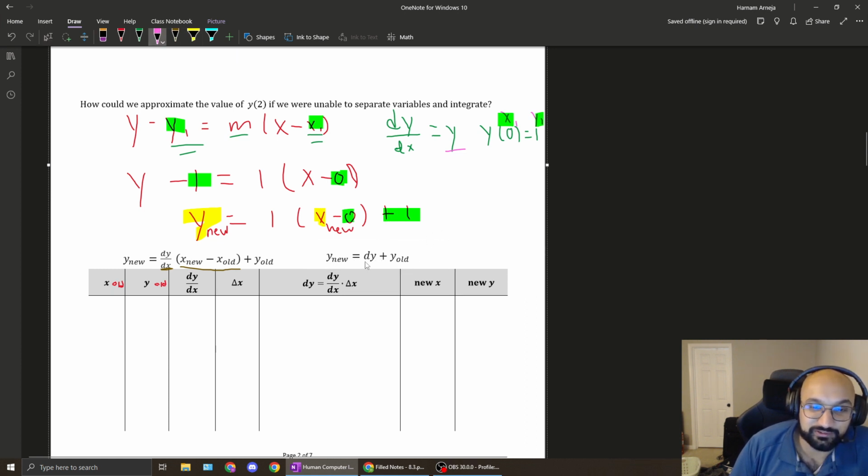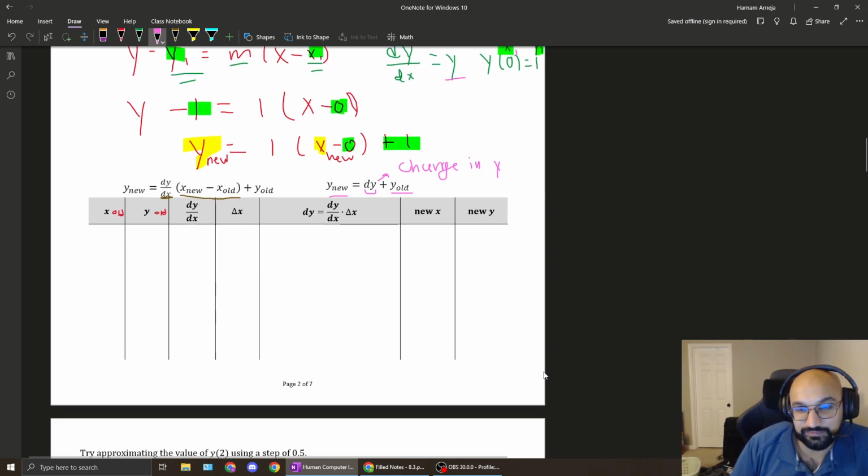The reason this isn't interesting, dy quite literally just means the change in y. So all it's trying to say is, oh okay, if I have an old value of y and I need to get a new value, all I do is add the change. So this is kind of a table that you can use. It looks pretty gross, but we can use this table to try to figure it out.